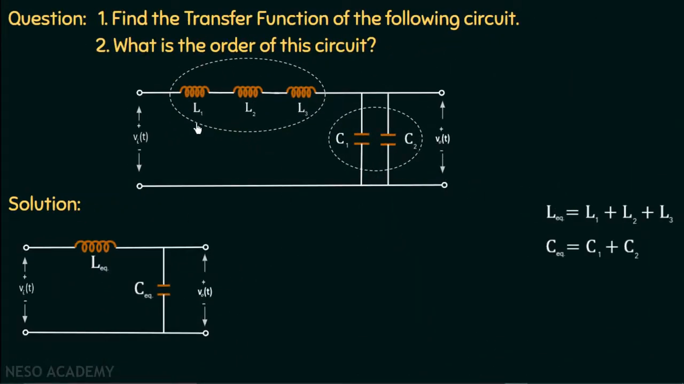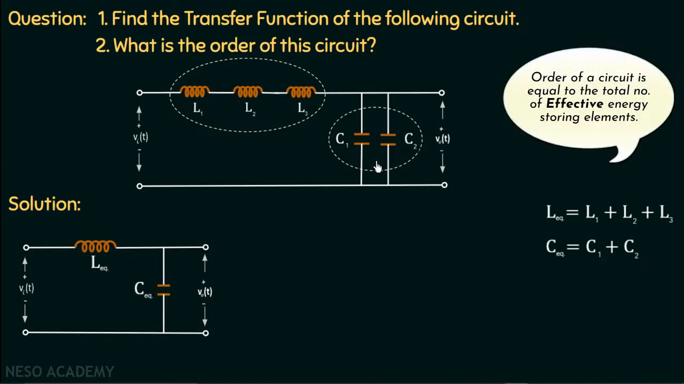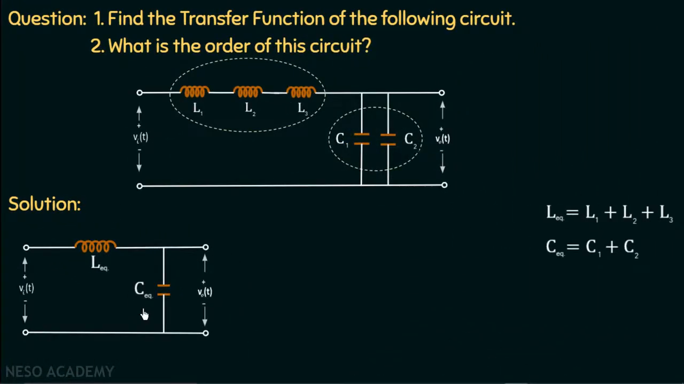In the given circuit, there were 3 inductors and 2 capacitors. So some people can say that the order for this circuit is 5, but it is not 5 because the order of any circuit is equal to the total number of effective energy storing elements. And in this circuit, these 3 inductors are effectively equal to 1 inductor whose equivalent inductance is the sum of all the individual inductances. And these 2 capacitors which are connected in parallel are effectively equal to 1 capacitor having an equivalent capacitance of C1 plus C2. So the order for this circuit is equal to 2. So now we are done calculating the order of this circuit.